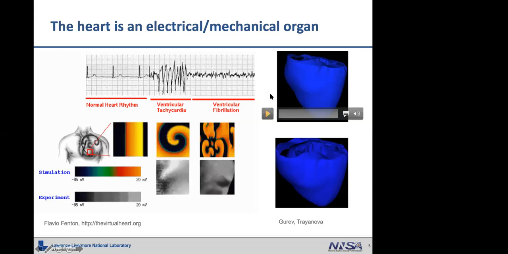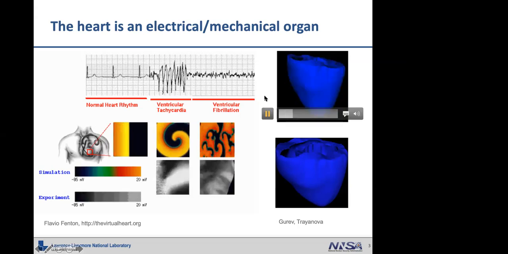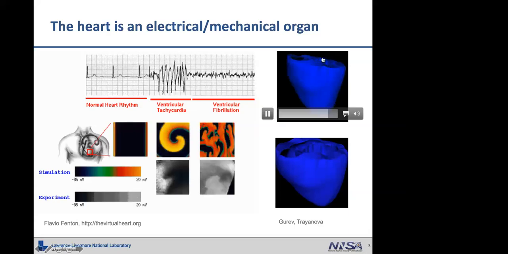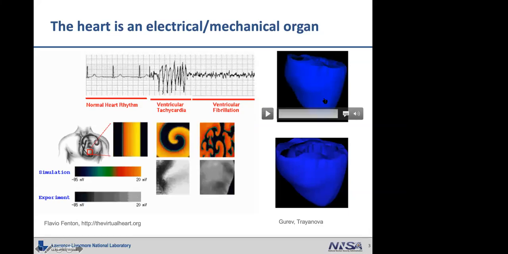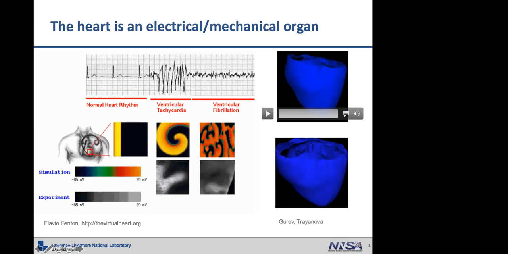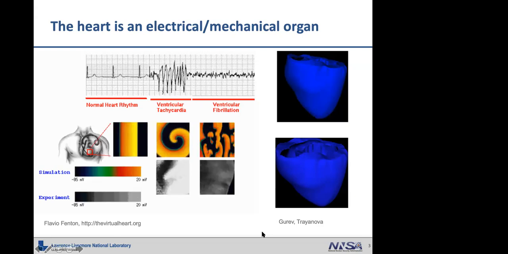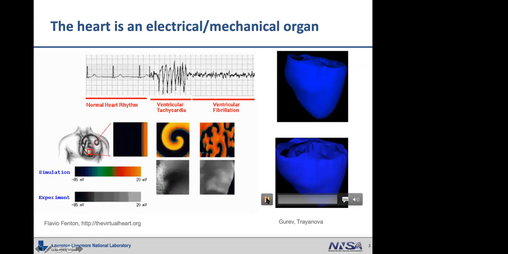So this is a simulation of what normal sinus rhythm looks like with the electrical and the mechanical coupled together. As you can see, the electrical waves start from the inside and proceed to the outside, and the whole heart contracts as one whole motion, trying to push all the blood out of the ventricles. This is what it's supposed to look like. But you can end up with simulations that look like this.